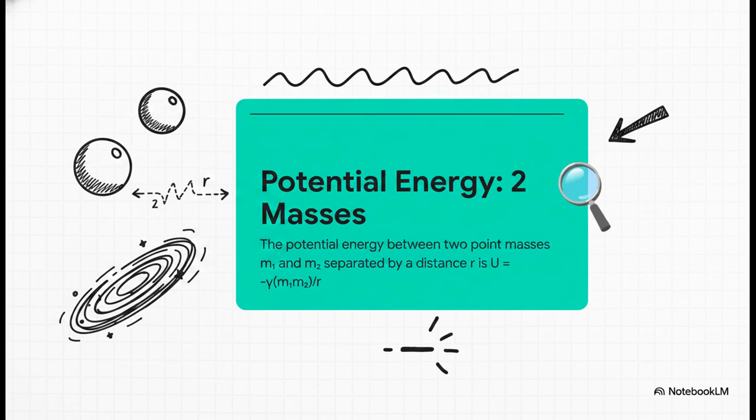And the solution? It's one of the most fundamental formulas in mechanics. The potential energy, U, is just the negative of the gravitational constant, gamma, times the product of the two masses, all divided by the distance r between them. And that's it. That's our answer for part A.